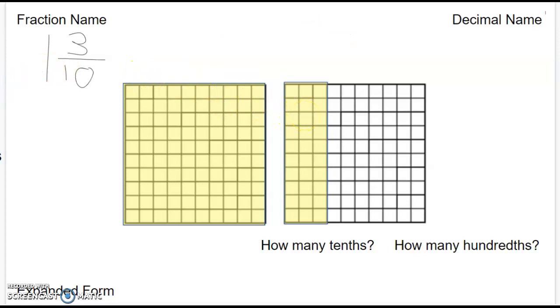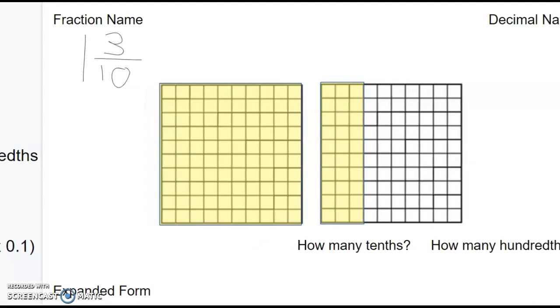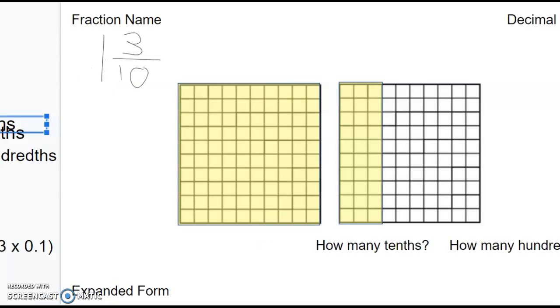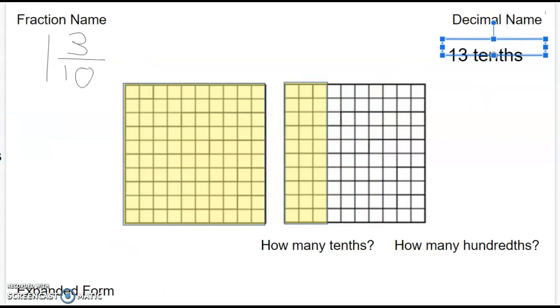As a decimal, the way that you write that is 1 whole decimal 3. 1 3/10. In the place value chart, the 1 is in the ones column and the 3 is in the tenths column. Okay, that's your decimal name.